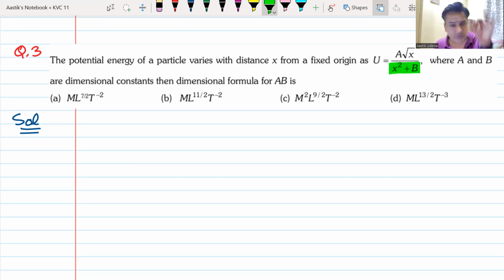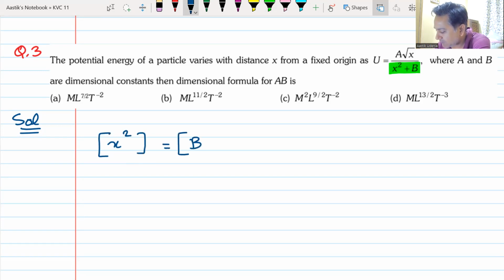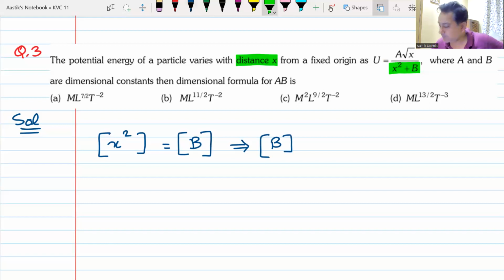That means x square, whatever that quantity is, and b must have the same dimension. The dimension of x square, that's why I'm writing it as a bracket, must be the same as the dimension of b. Yes or no? That will directly give me the dimension of b. The dimension of b is x square, and as you can see, x is distance.